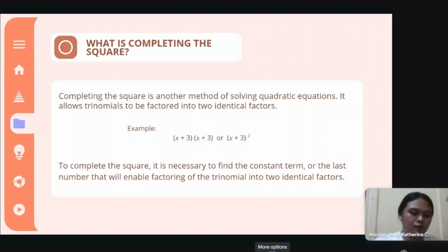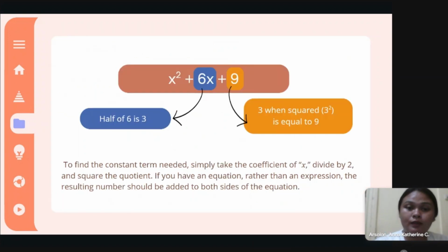So to complete the square, it is necessary to find the constant term, or the last number, that will enable factoring of the trinomial into two identical factors. Now let's try to find it. We have here x squared plus 6x plus 9. To find the constant term needed, simply take the coefficient of x, which is 6, divided by 2, which is 3. Then square the quotient. So 3 squared is equal to 9. That's why it is x squared plus 6x plus 9, and we get the factor x plus 3 times x plus 3, or x plus 3 squared.